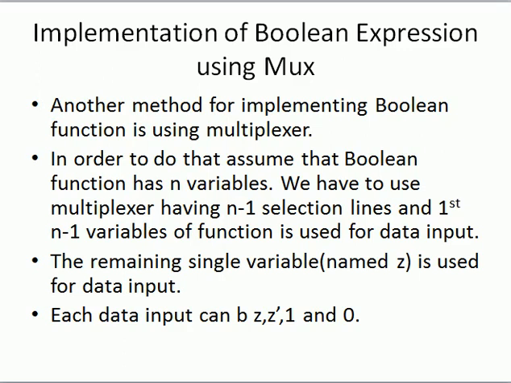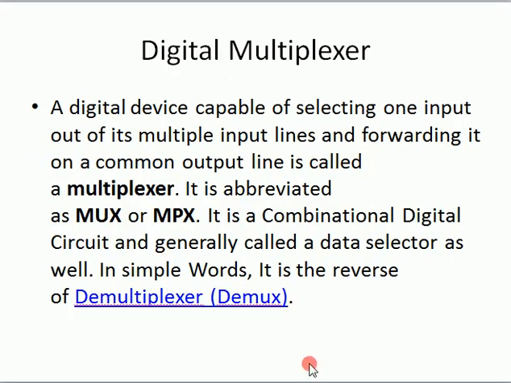When we define a mux, we say that there are n input lines and one output line. A mux is a digital device that is capable of selecting one input out of its multiple input lines, and these multiple input lines may be n, and forwarding it to a common output line. It is known as a multiplexer, abbreviated as mux or MPX. It is a combinational digital circuit and is generally called a data selector as well.